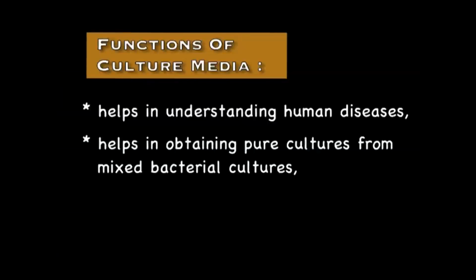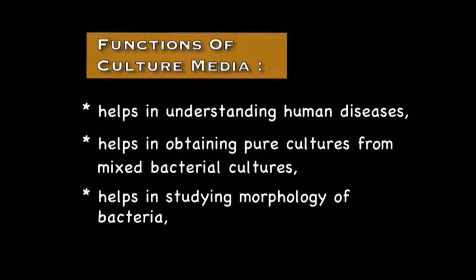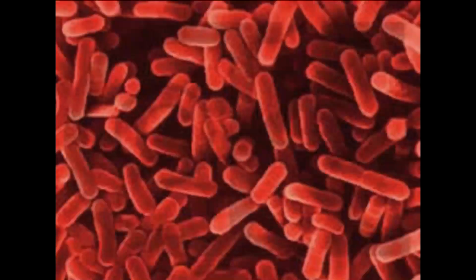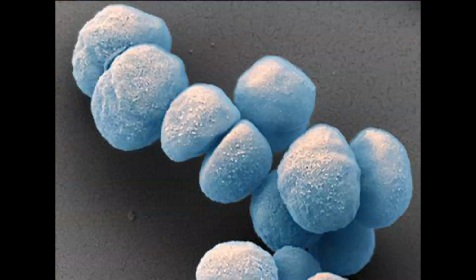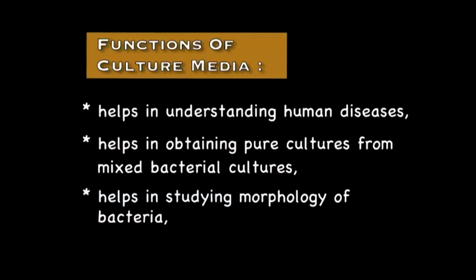After we get a pure culture of a bacterium, if we go for morphological studies with the help of certain stains, then it helps us to understand the morphological characteristics of that bacteria, be it rod-shaped or cocci-shaped. After knowing the morphological characteristics, we can assign a particular taxon to that group of bacteria.